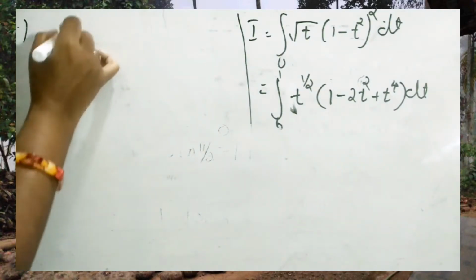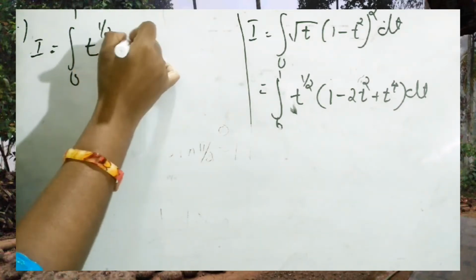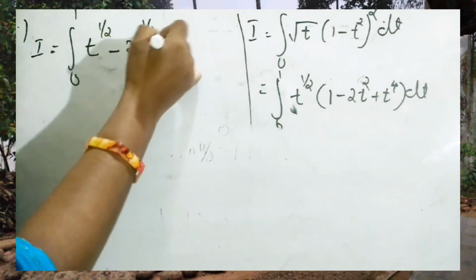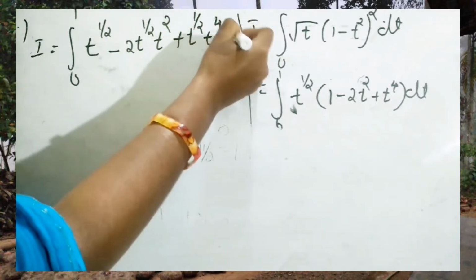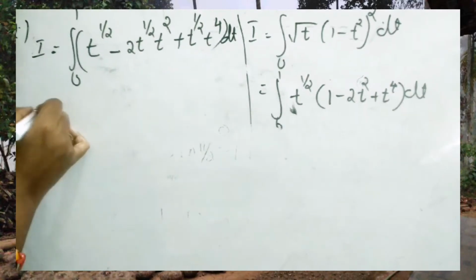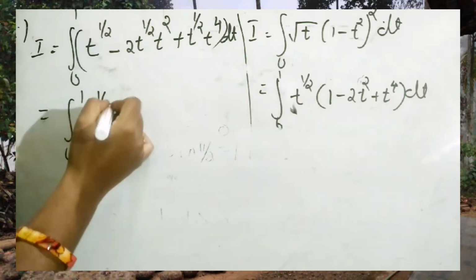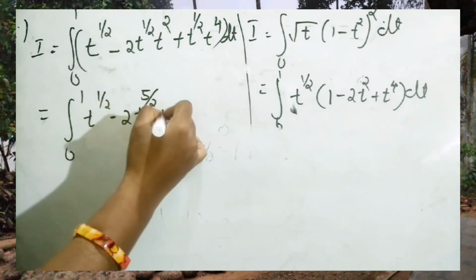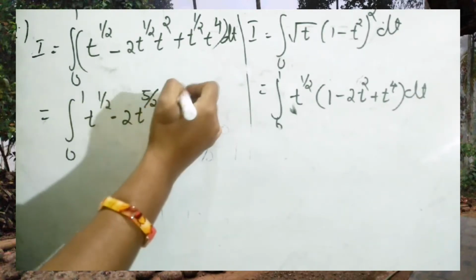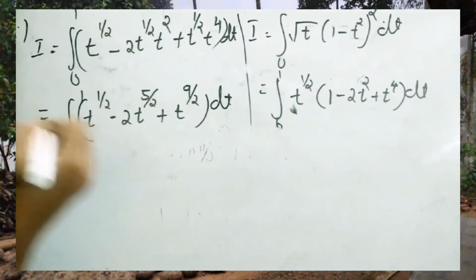I is equal to integral 0 to 1 of t raised to 1 by 2 minus 2 into t raised to 1 by 2 into t square plus t raised to 1 by 2 into t raised to 4 dt. Okay, and this is equal to integral 0 to 1 of t raised to 1 by 2 minus 2t raised to 5 by 2 plus t raised to 9 by 2 into dt. Now we are going to integrate it.